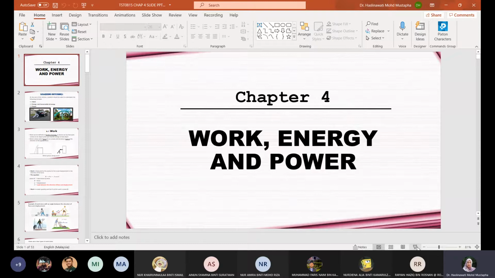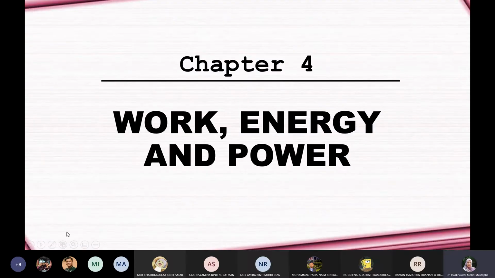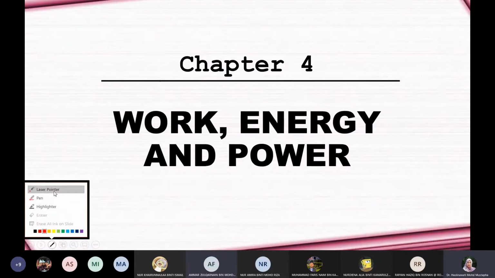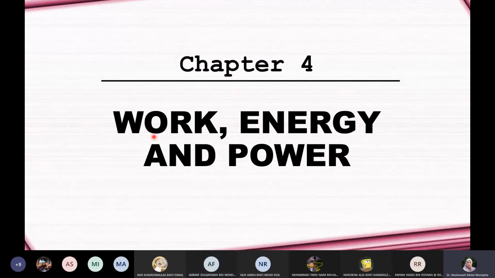Can you see the slide? Yes. Alright. Okay, so chapter 4 is about the work, energy and power. Okay, kerja, tenaga dan power apa? Power apa dalam bahasa Melayu? Kuasa. Kerja, tenaga dan kuasa.